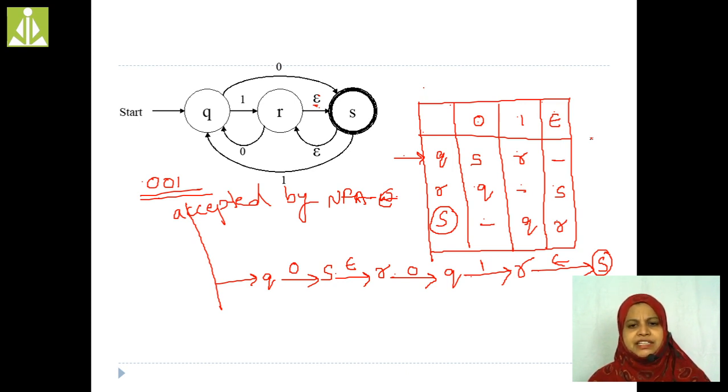Here epsilon is the empty string. Indirectly we can write 0 epsilon 0 1 epsilon instead of 0 0 1. Epsilon means null string, right?